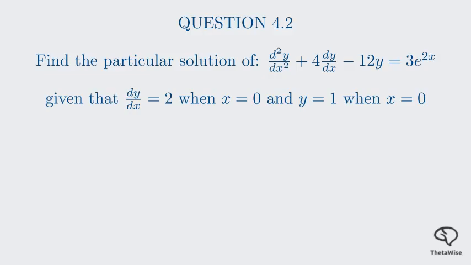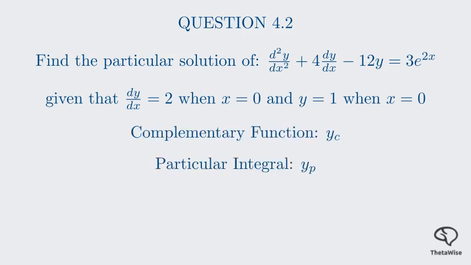To solve non-homogeneous equations, we follow a two-part process. The general solution is the sum of two components. We find a complementary function, which we call y sub c, and a particular integral, which we call y sub p. The general solution, y, is the sum of these two parts. Y equals y sub c plus y sub p. The complementary function is the solution to the homogeneous part of the equation, which is the left side set equal to 0. The particular integral is a solution that satisfies the full equation with the term on the right side.